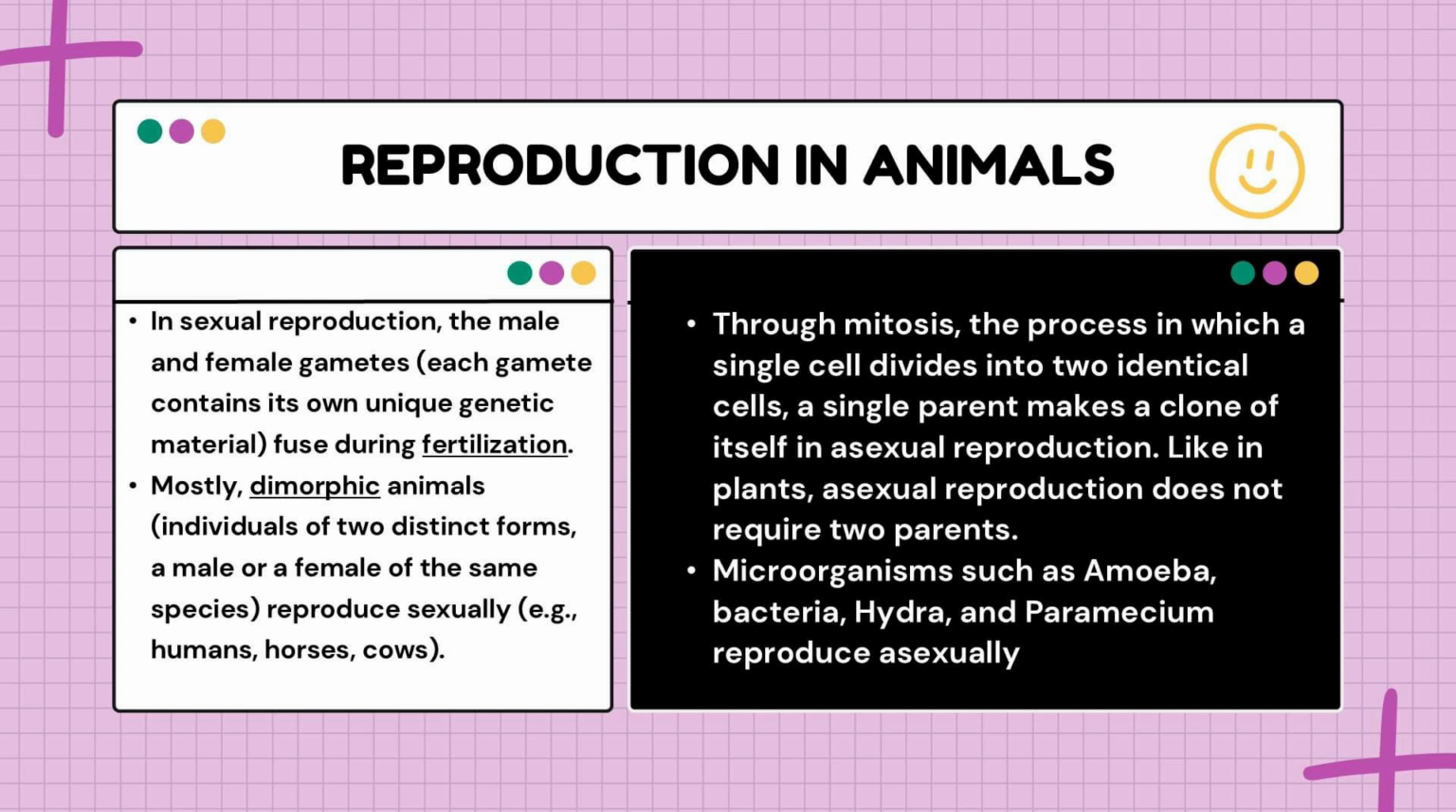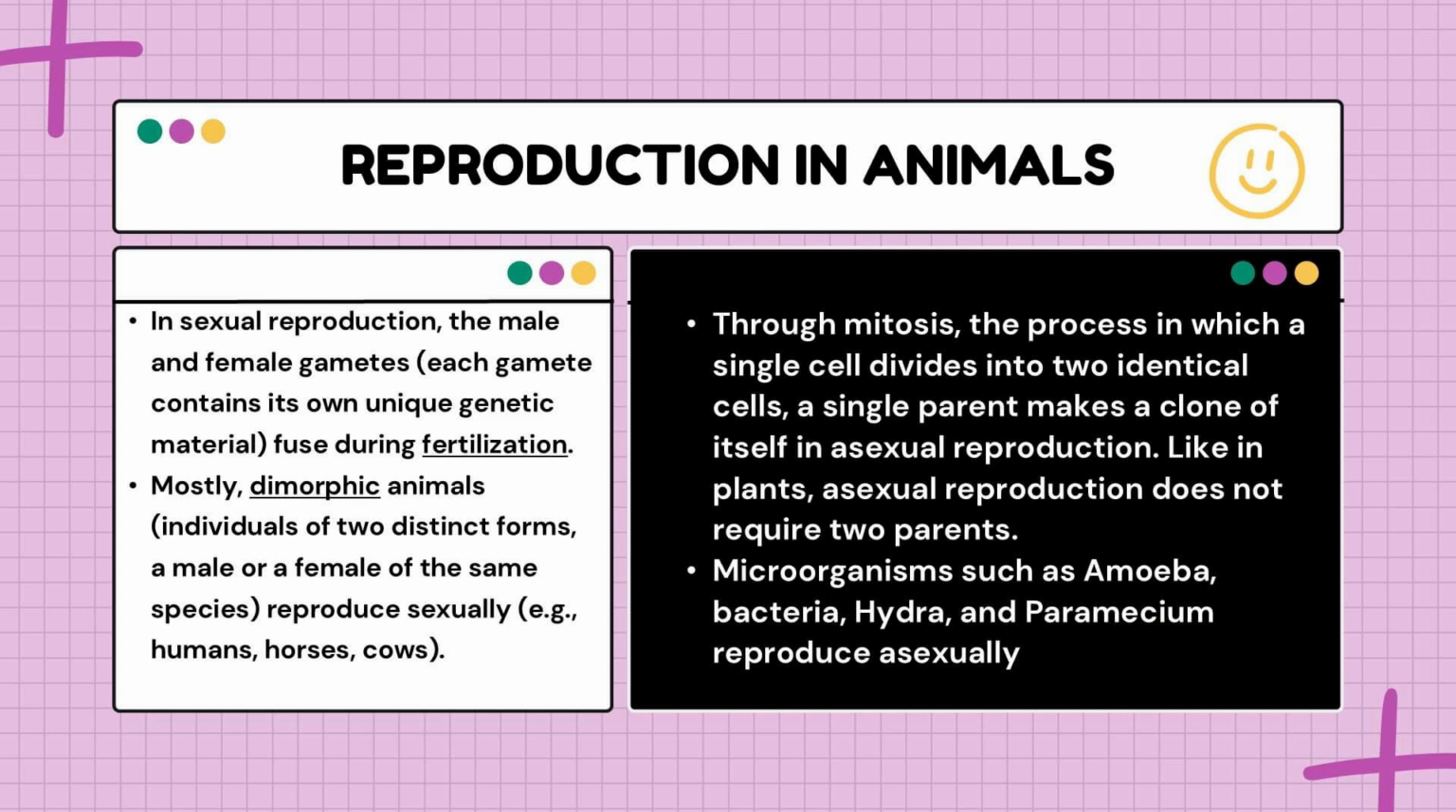Okay, so, itong reproduction natin, kapag sexual reproduction, of course, we are doing fertilization, we are doing sexual intercourse. But, if asexual reproduction, this happens because of the cell division called mitosis. Kapag sinabi natin na mitosis, there is a single parent, isa lang yung magulang, then nagdi-divide siya into two, and that will end up to having another offspring that is identical to the parent.